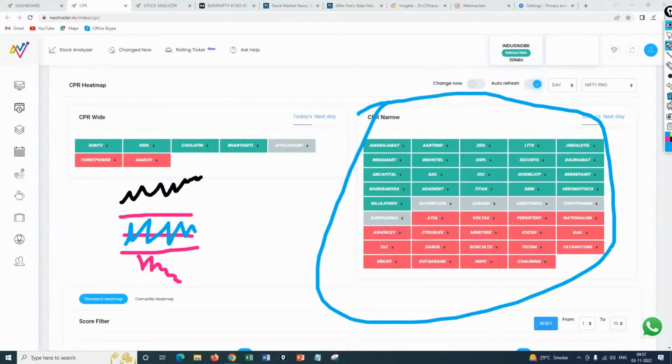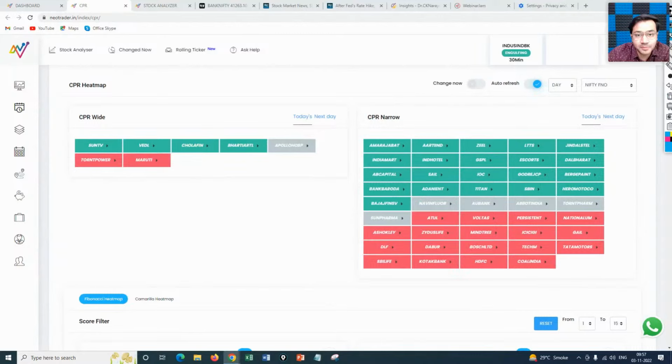Okay, all of you people, you will not get CPR in most of your charting platforms. I think only Zerodha and certain platforms give it, but most charting platforms don't give CPR, so don't be surprised if you don't find it anywhere. But the way we have put it in and added it in NeoTrader, you will be able to get all the information from here itself.